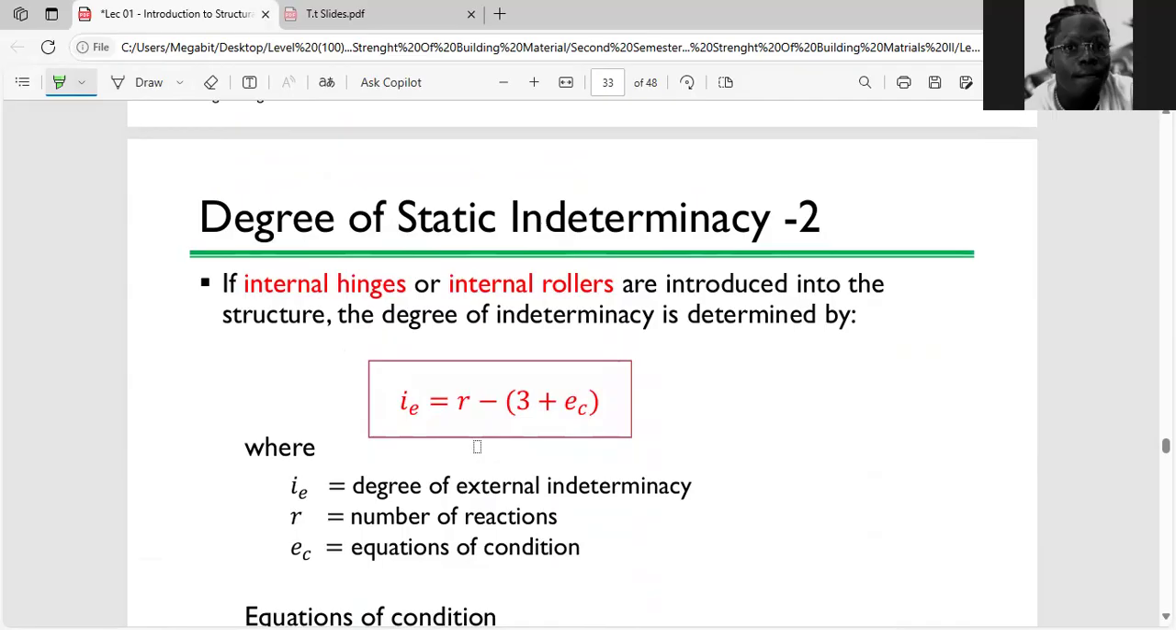Let's come to degree of static indeterminacy 2. It occurs in the second table we learned initially. In the second table, you realize that EC was playing a role, and we said our EC is equation of condition. So for the degree of static indeterminacy, we are saying if internal hinges are introduced into the structure, the degree of indeterminacy is determined by this.